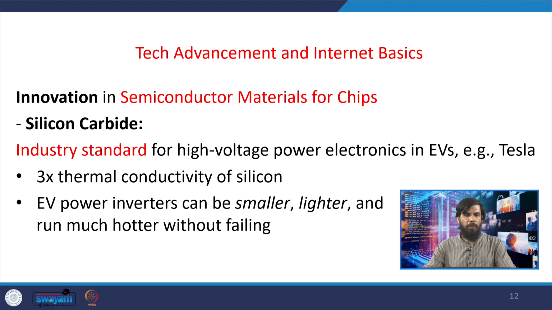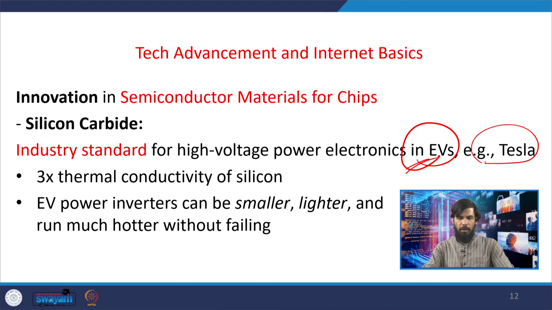What is another option for semiconductor material? Another option is silicon carbide. Silicon carbide has in a way become the industry standard for high voltage power electronics in electric vehicles. It is being used by Tesla in their electric vehicles. In place of silicon based chips, silicon carbide is being used and has become an industry standard.